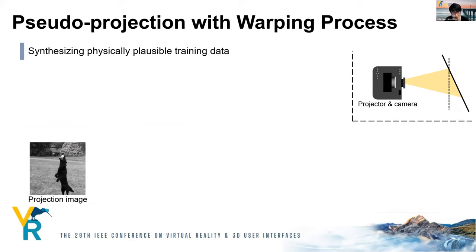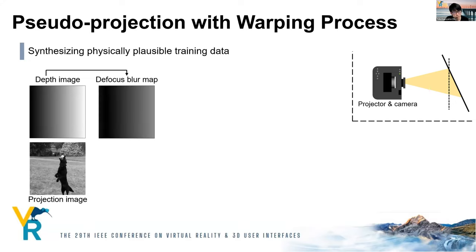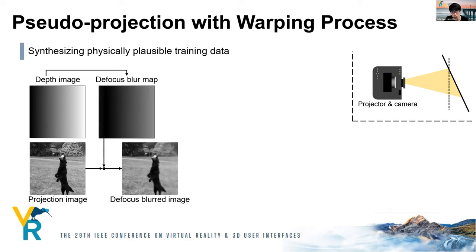We synthesize a dataset for training the network. First, we place a projector, a camera, and a projection surface in virtual space, where the projector and the camera share the same optical axis. Then we compute the depth image of the surface. From the depth map and the focal plane of the projector, we compute the defocus plane map, which is used to generate a blurred image.